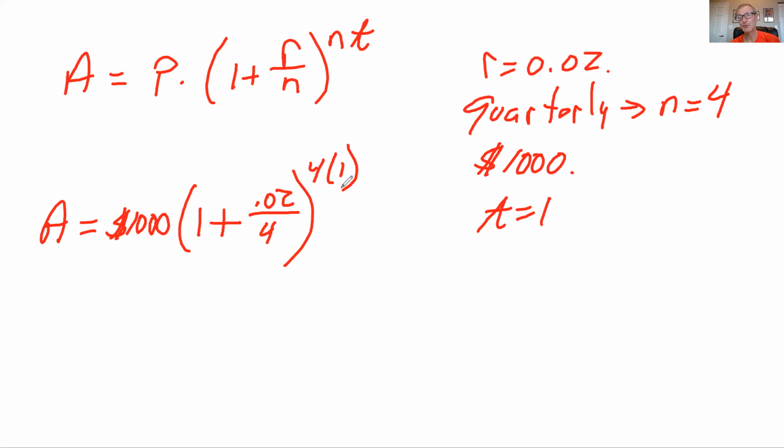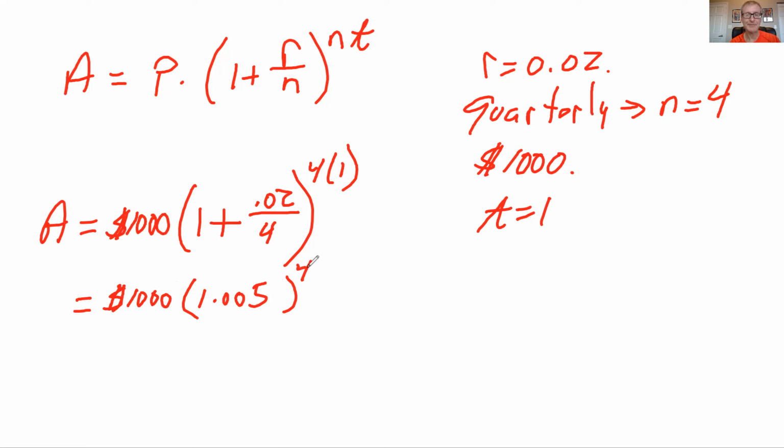So you have to get used to using your calculator. I'll show you the process that I use. The first thing that I do is I'll do what's inside the parentheses. So that would be 0.02 divided by 4. And so that would be 0.005, and you add 1 to that, this would be 1.005. And then it would be 4 times 1 is 4.